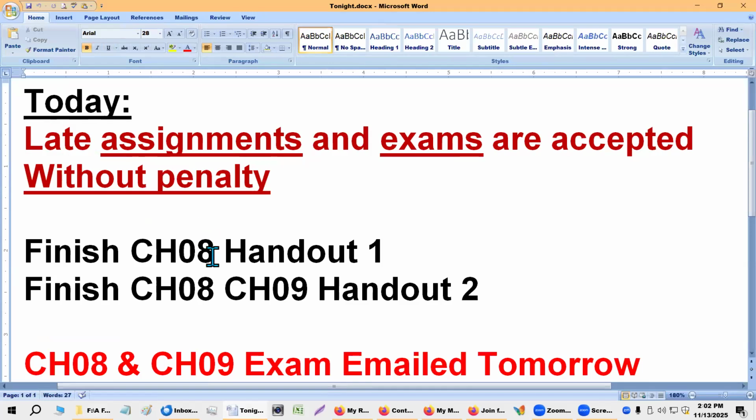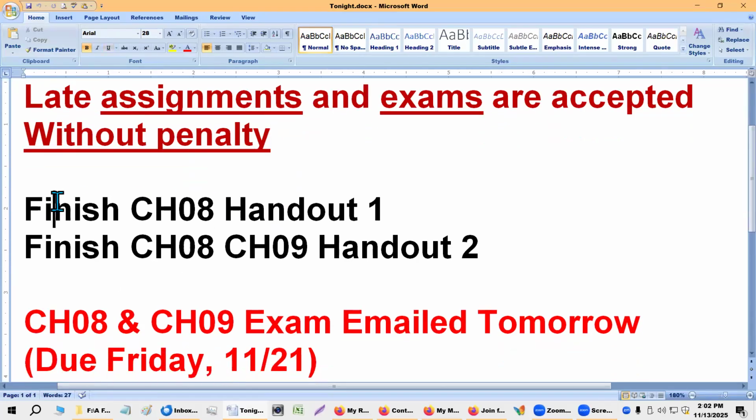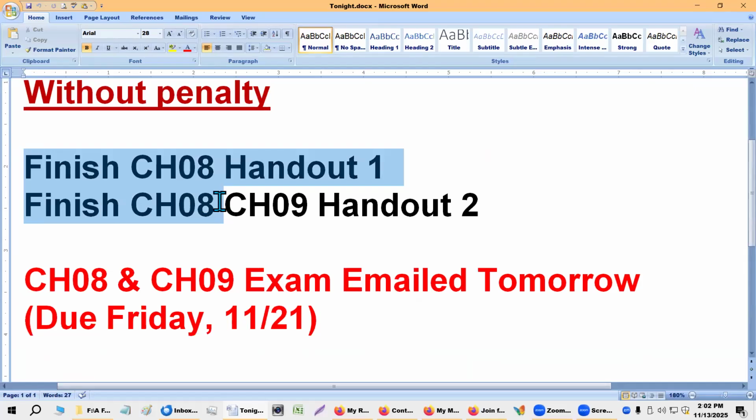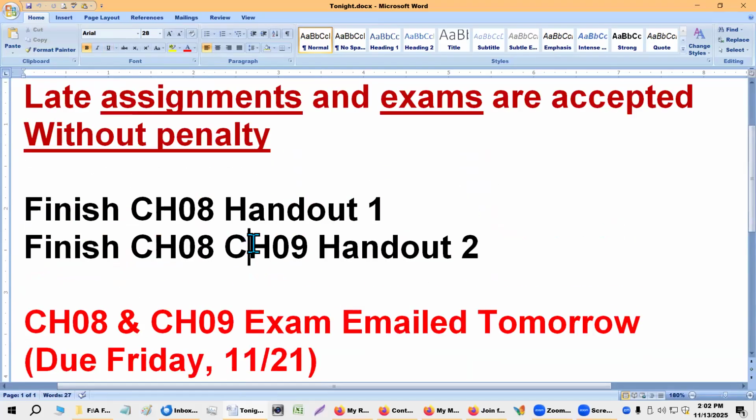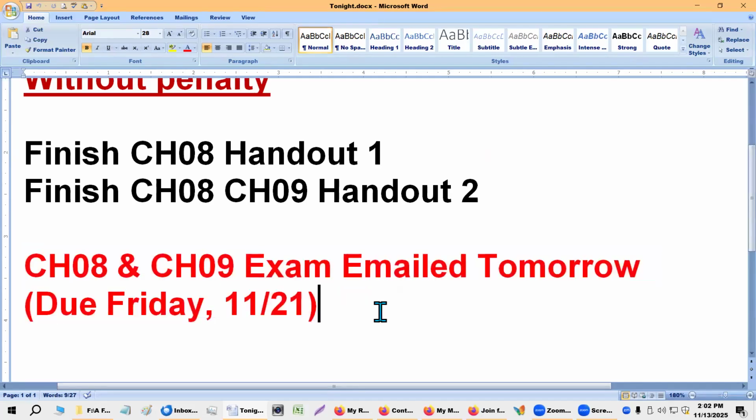Again, late assignments and exams are accepted without penalty. So if you come in late, that's fine. Today we're going to finish the Chapter 8 handout, and we're also going to have one that's kind of a miscellaneous handout for some Chapter 8, but Chapter 9 too. And then tomorrow, I will email you guys the Chapter 8 and Chapter 9, and it will be due on the 21st.